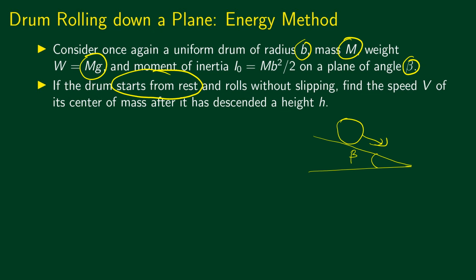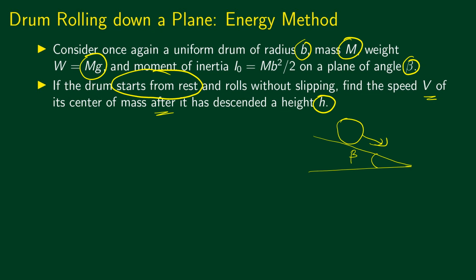Okay, again there's another condition given here. It rolls without slipping. So we know how to incorporate this condition. We have already solved problems involving rolling without slipping. What's the question? Find the speed v of its center of mass after it has descended a height h.